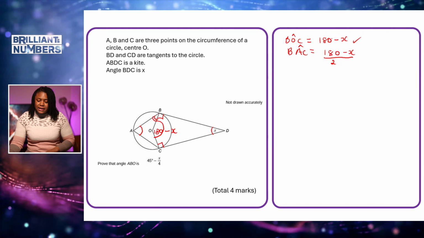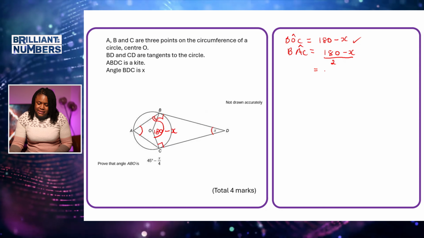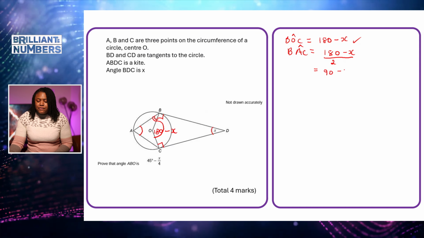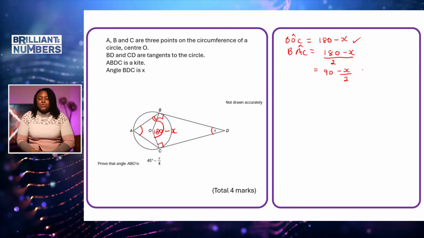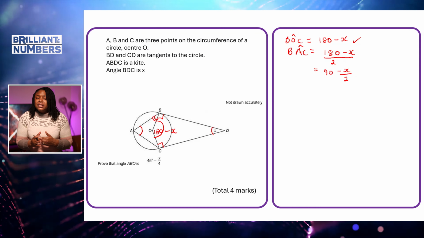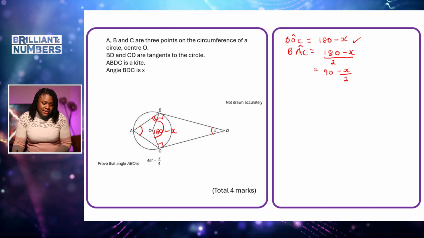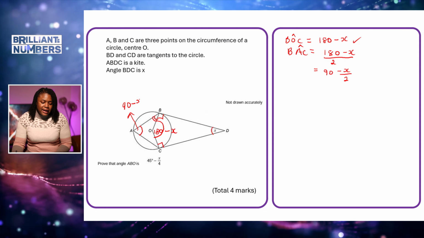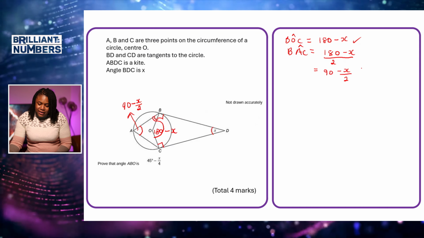Very important there. So I'm just going to write a half of 180 is 90, and we can just write a half minus a half X, which we can write as minus X over 2. And I would suggest that you put it that way so it's easier to see. Now I'm going to write this here on my diagram as well. So that's 90 minus X halves. Okay, further on our way.